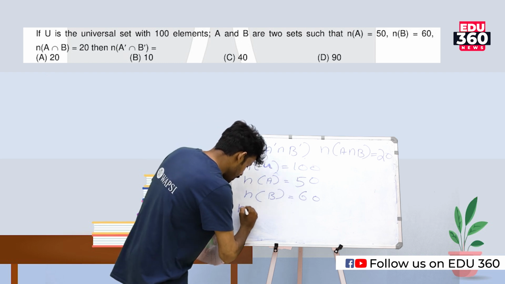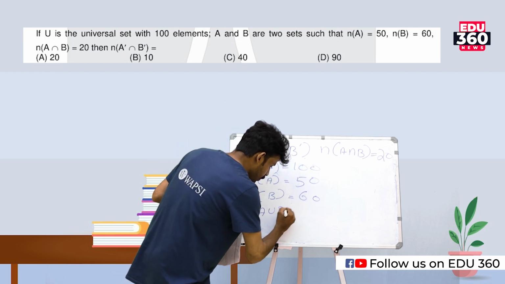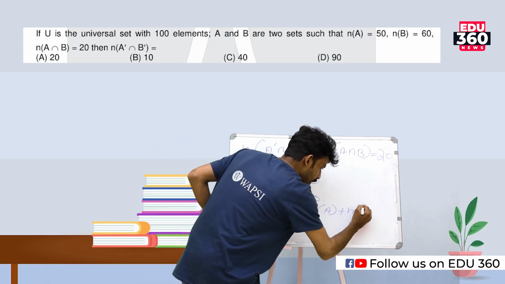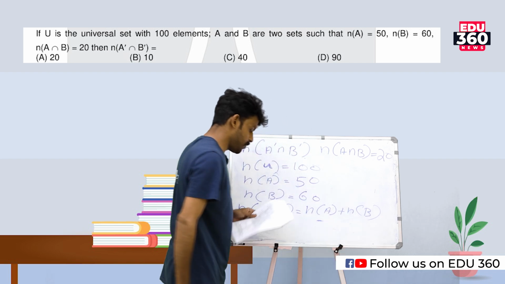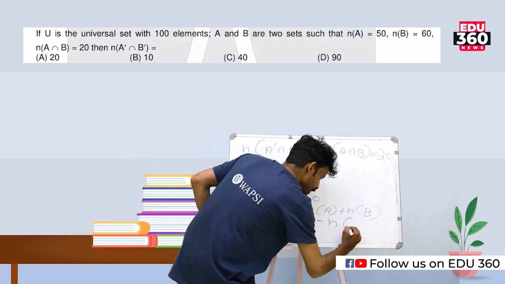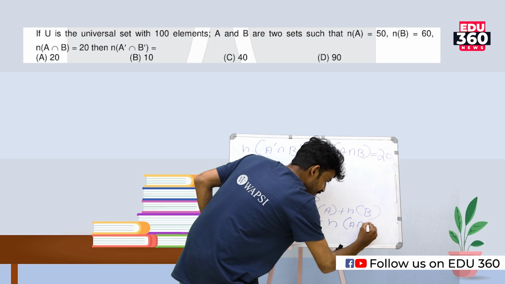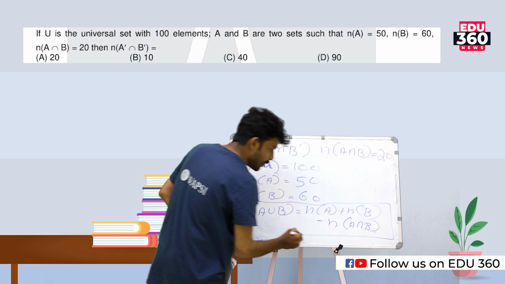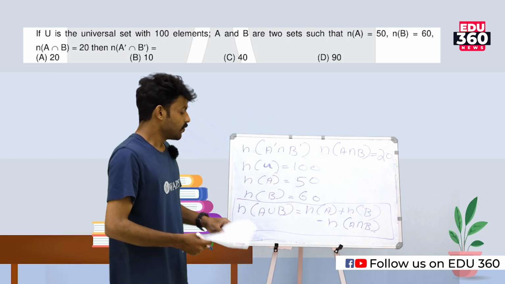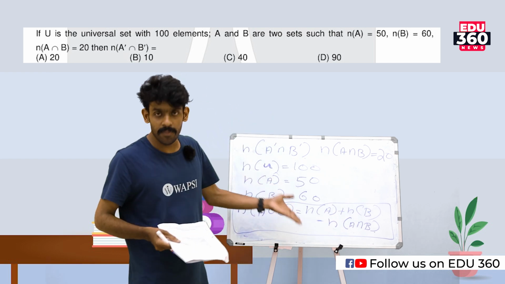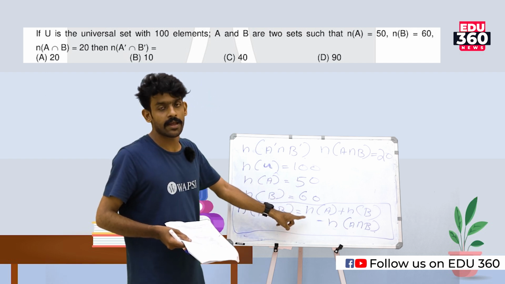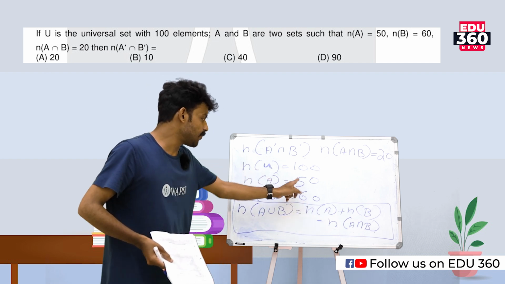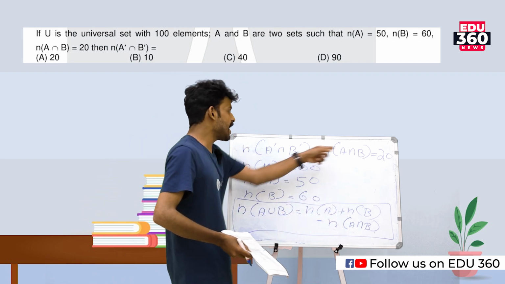Hereafter we can write n of A union B. We know that n of A union B is equal to n of A plus n of B minus n of A intersection B. So this is the formula. Hereafter we can find n of A union B from here. How? Just substitute the values. n of A, that is 50, so 50 plus 60 minus A intersection B, 20.